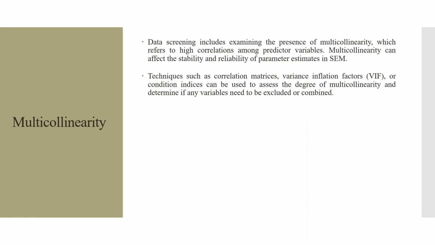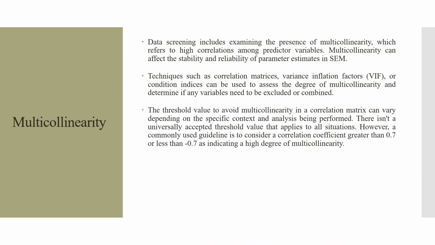At present, when we are working on the raw data file, we'll be testing multicollinearity with the help of correlation matrices. In the software, the software generates variance inflation factors or condition indices. The threshold value to avoid multicollinearity in a correlation matrix can vary depending upon the specific context and analysis being performed. There is not a universally accepted threshold value that applies to all situations. However, a commonly used guideline is to consider a correlation coefficient greater than 0.7 or less than minus 0.7 as indicating a high degree of multicollinearity.